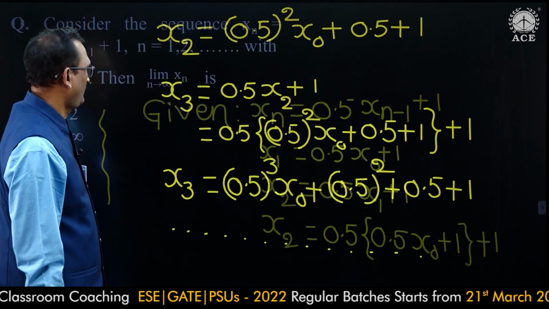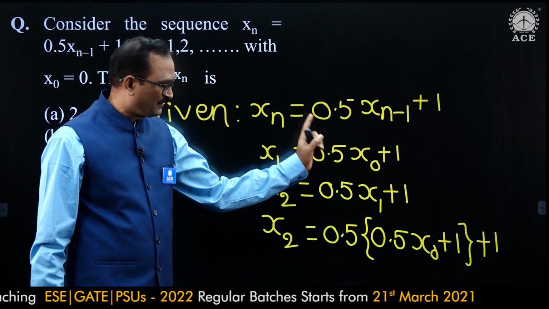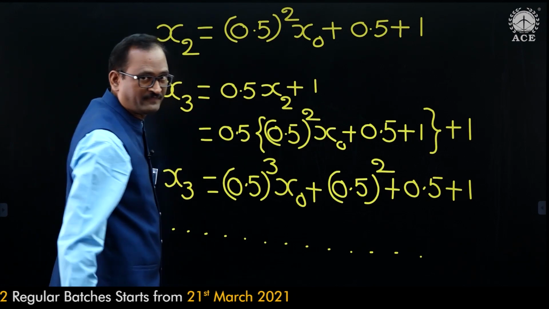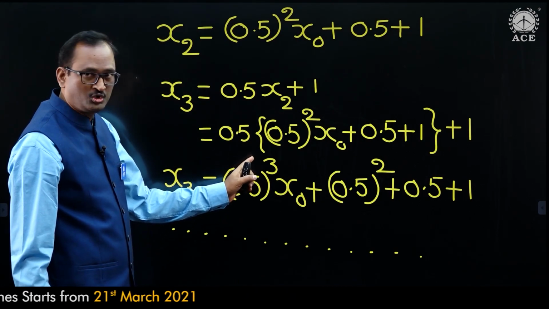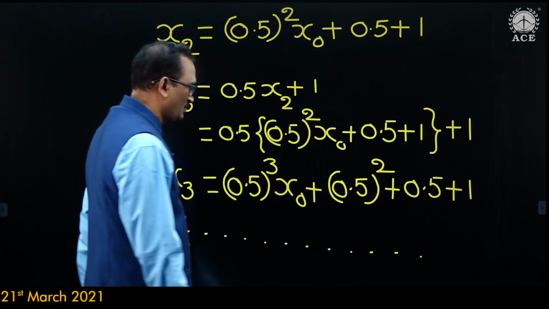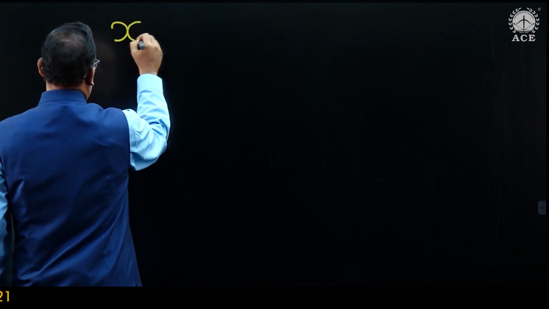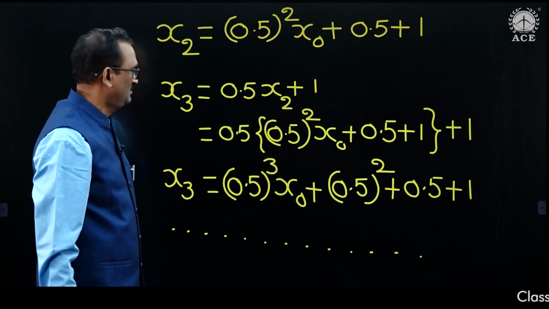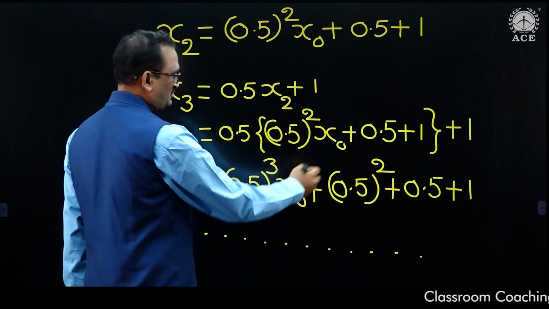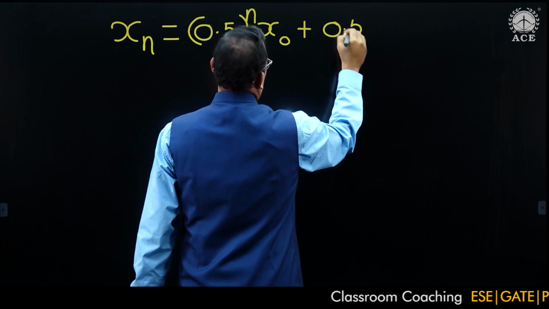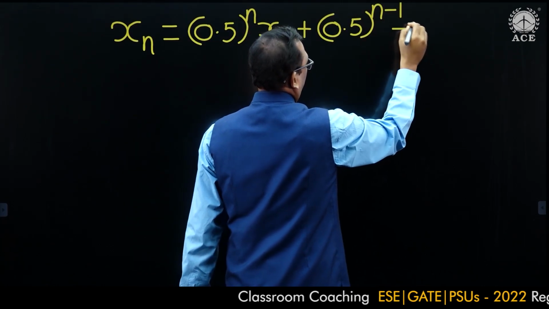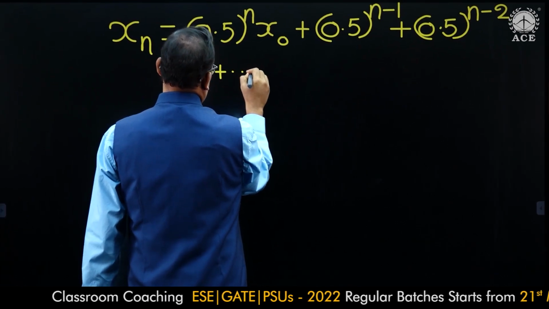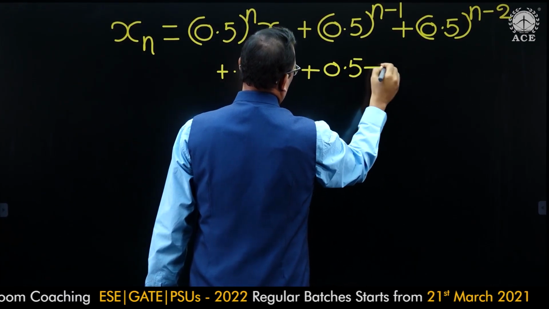Remember, x1 is equal to 0.5 power 1 x0 plus 1. x2 is equal to 0.5 whole square x0 plus 0.5 plus 1. x3 is equal to 0.5 whole cube x0 and so on. Similarly, we can guess the value of xn is equal to 0.5 whole power n x0 plus 0.5 whole power n minus 1 plus 0.5 whole power n minus 2, plus and so on, 0.5 plus 1.